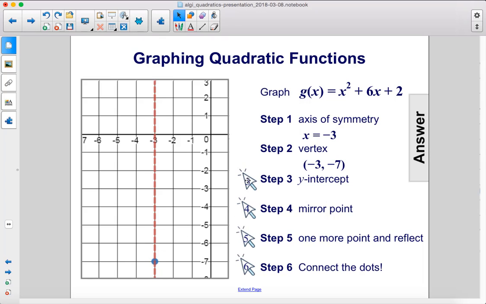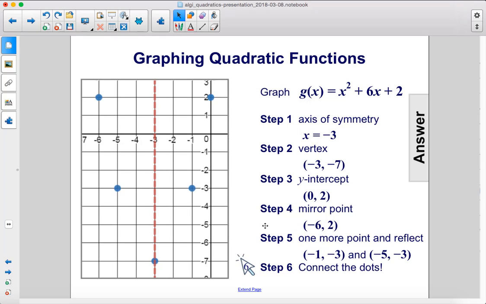Step 3, the y-intercept. Plug 0 into the function, and we get 2 as our result. Therefore, 0 comma 2 is our y-intercept. Next, we'll mirror this point over to the other side. So because there's a distance of 3 between this point and the axis of symmetry, we'll just move over 3 and draw a dot there.